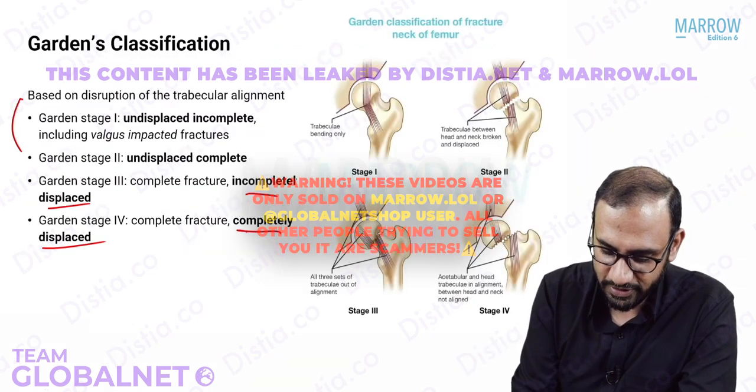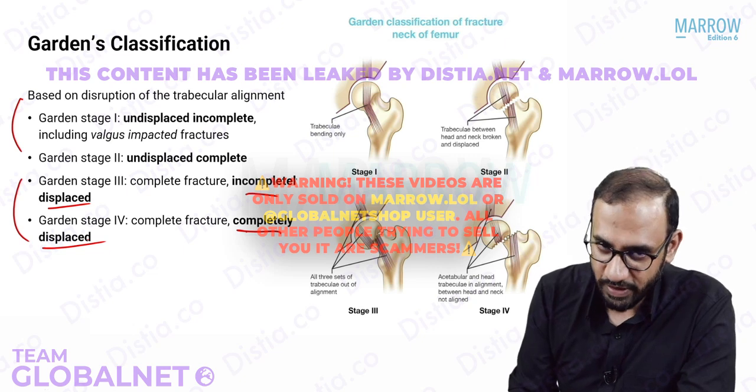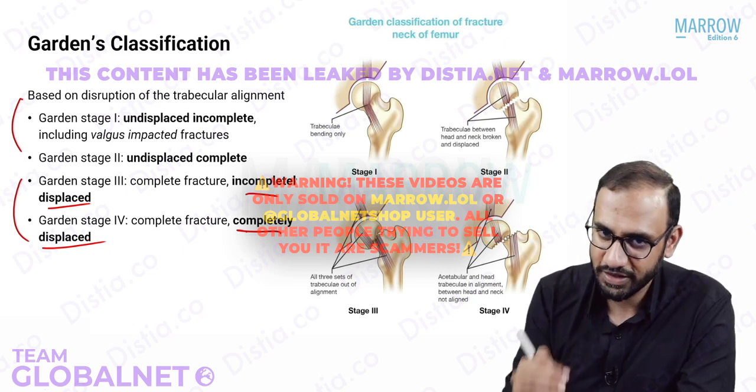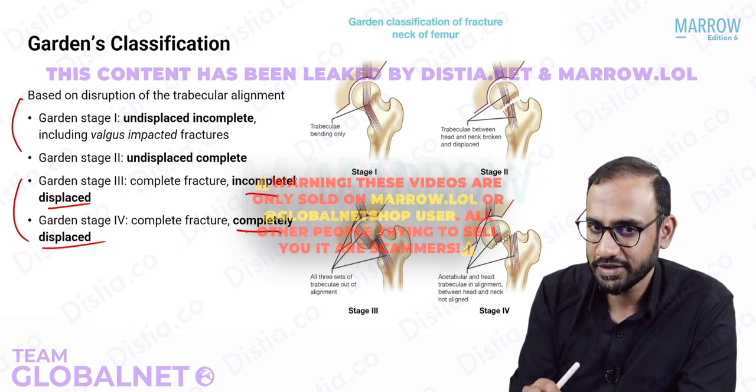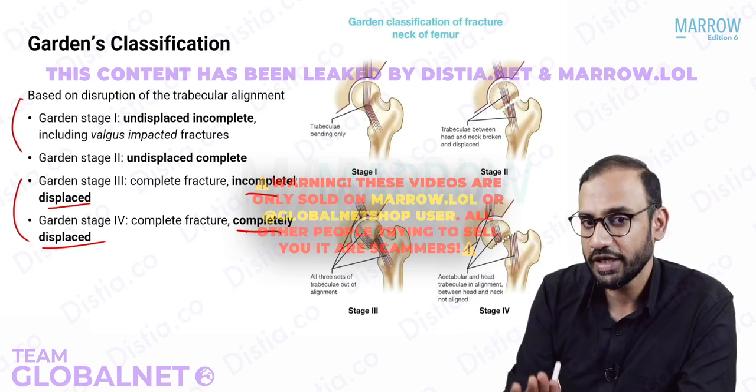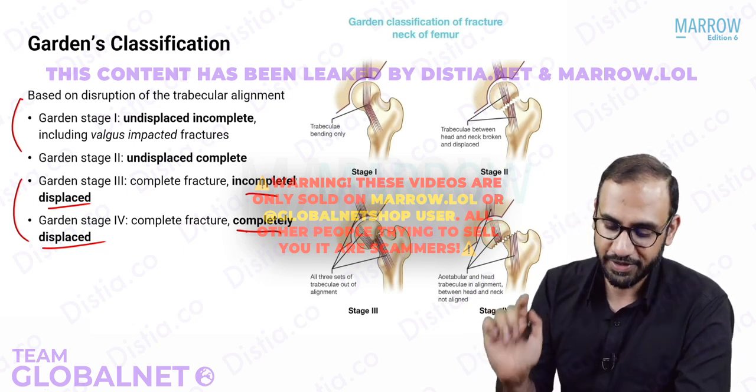Right. So 1 and 2 were undisplaced. 3 and 4 were displaced. Partial, complete. Partial, complete. Okay? Know this. So type 1 is incomplete undisplaced. Type 2 complete fracture undisplaced. Type 3 partially displaced. Type 4 completely displaced. And only in type 2 trabecular alignment is maintained.